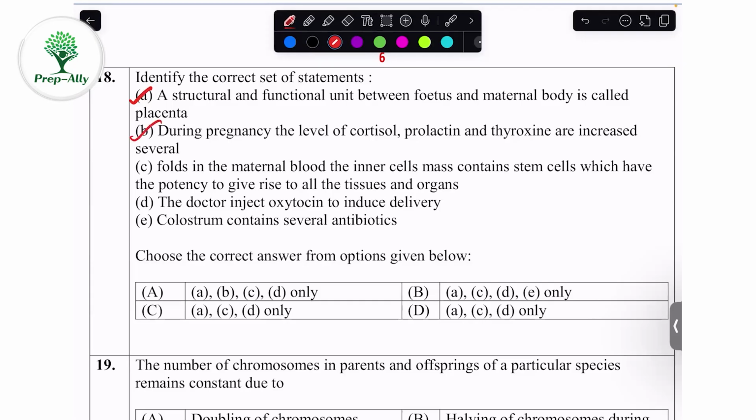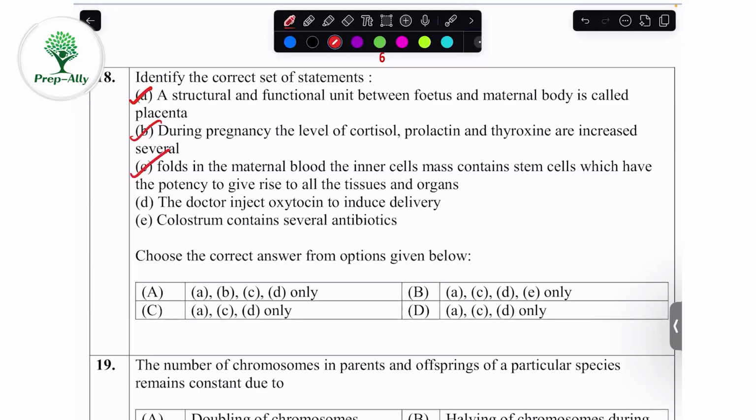B. Stem cells fall in the maternal blood. The inner cell mass contains stem cells which have the potency to give rise to all the tissues and organs. In the mother's blood, the cells taken from the placenta are called stem cells. What is the work of stem cells? They have the potency to give rise to new cells and tissues. Got it. So option C is also correct.